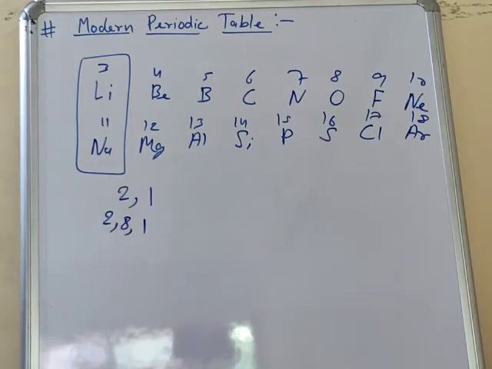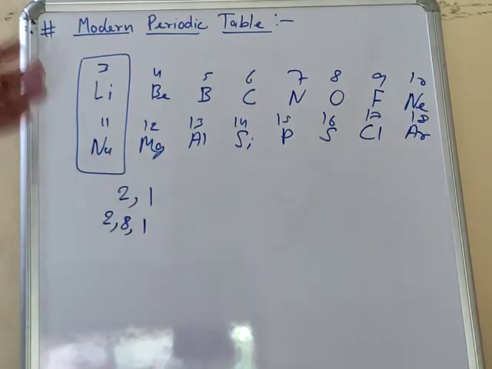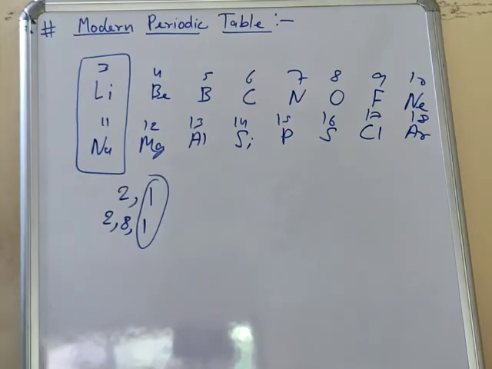You can see here the valence electron is 1 in lithium, as well as the valence electron is 1 in sodium. So if valence electrons are similar, we can say that there is a similar electronic configuration.